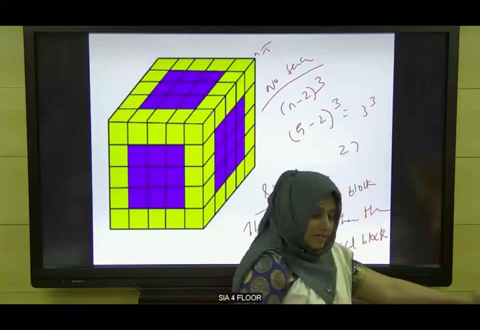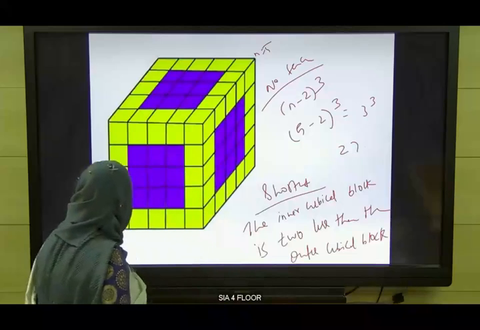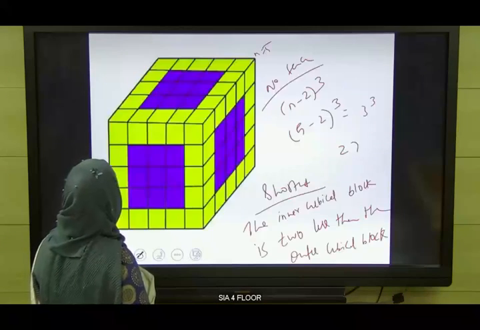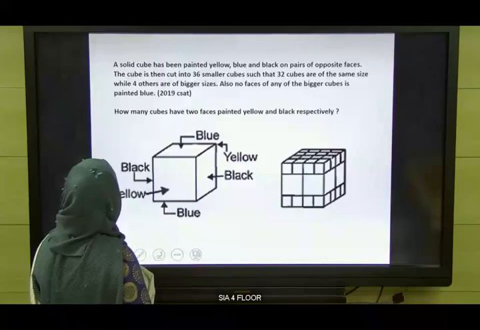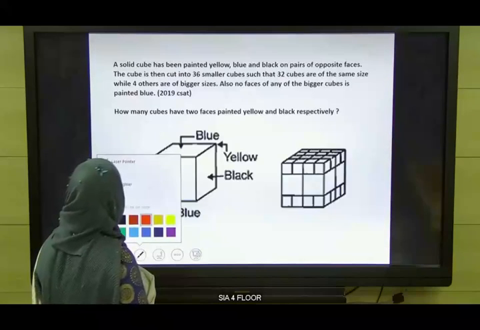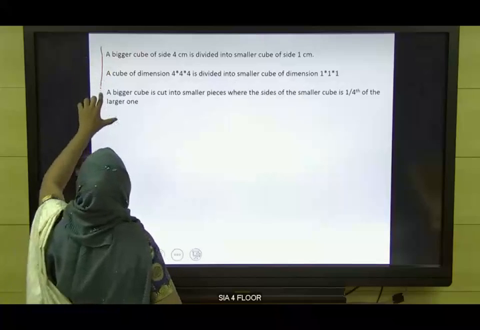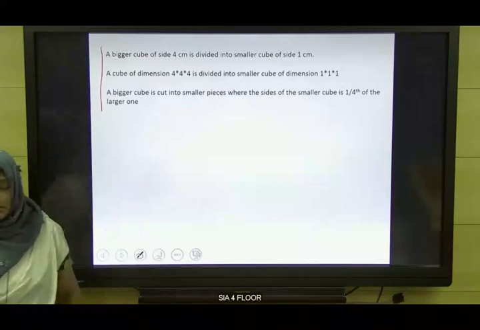3 phase is always 8. Okay, 3 phase is always 8, there is no shortcut for it, because it is found only at the corners. There are 8 corners, so it will always be 8, a constant value. Okay, I want you to write these 3 sentences in your note. Kindly do it now.